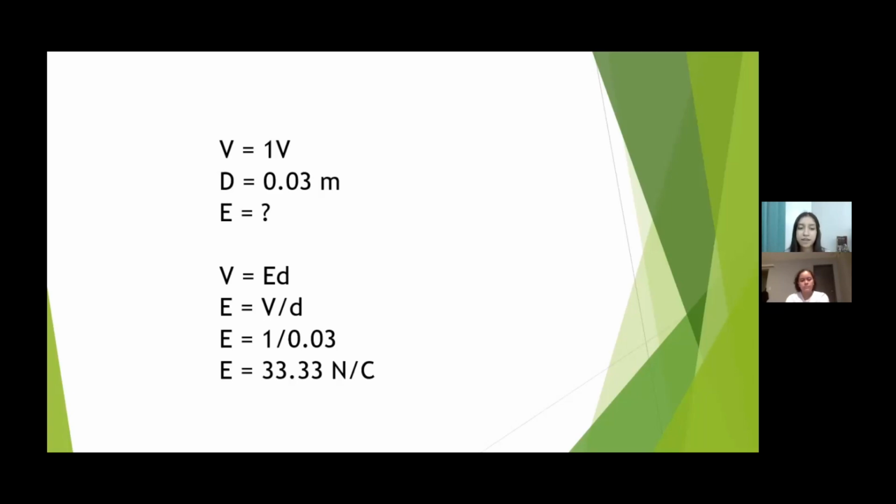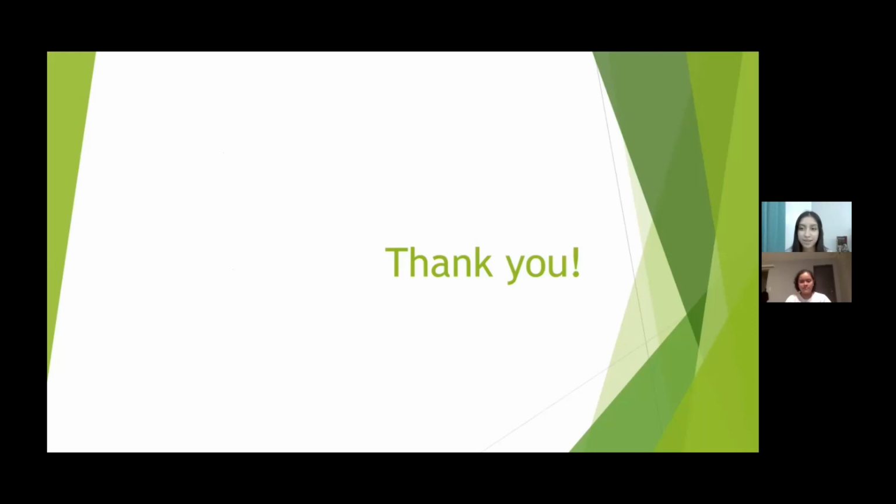We know that to obtain the electric potential, we have to multiply the electric field times the distance between the charges. And in order to get the electric field intensity, we had to do the opposite by dividing the electric potential by the distance. So we had 1 over 0.03, and that gave us that the electric field was 33.33 newtons per coulomb. And thank you. That was all of our evidence.